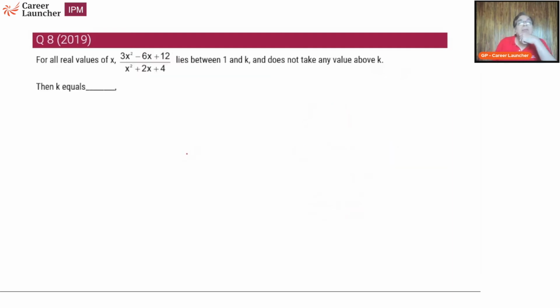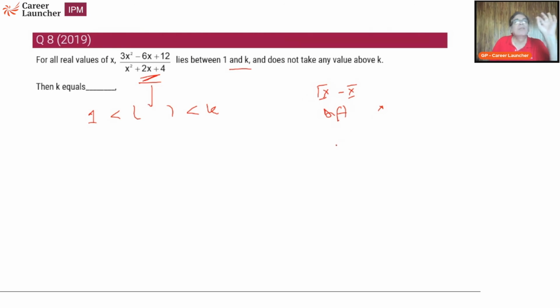For all values of x, this expression lies between 1 and k and does not take any value above k. What is k? Okay. So what is the way out? You'll say 1 should be less than this expression, which should be less than k. And then you'll have to juggle around with this to find the value of k. Now, this is going to be a difficult question. While it is from your class 9, 10th topics, it is a difficult question, and I think it is not something you should be looking at favorably. This is a question I would be happy leaving.